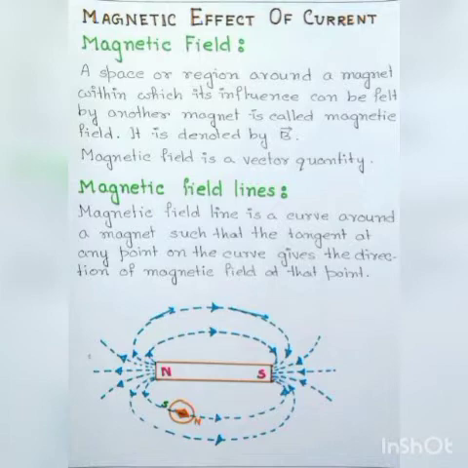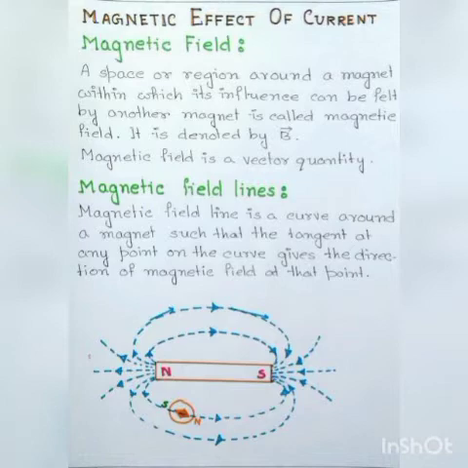Next we will discuss about magnetic field. Like electric field, we can describe magnetic field also. A space or region around a magnet within which its influence can be felt by another magnet is called magnetic field, and it is denoted by capital B. And magnetic field is a vector quantity as it has a particular direction also.